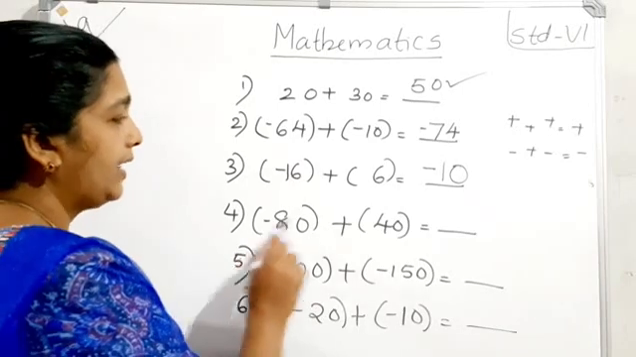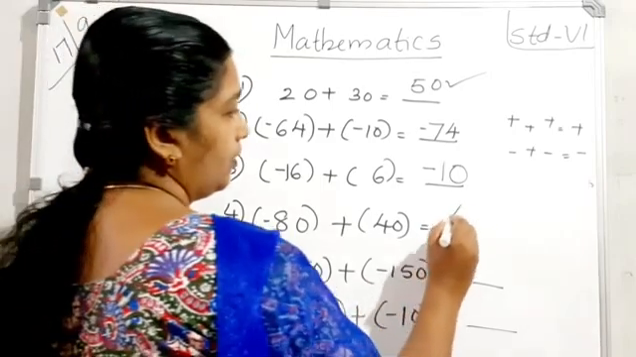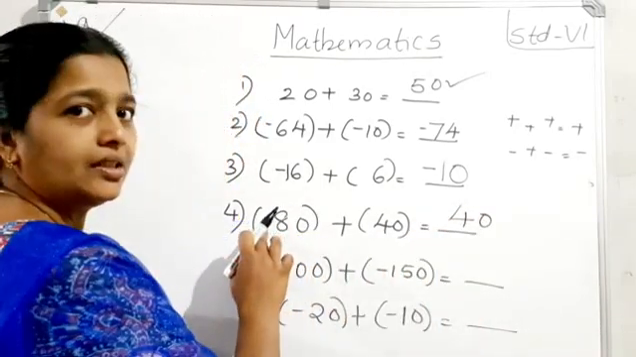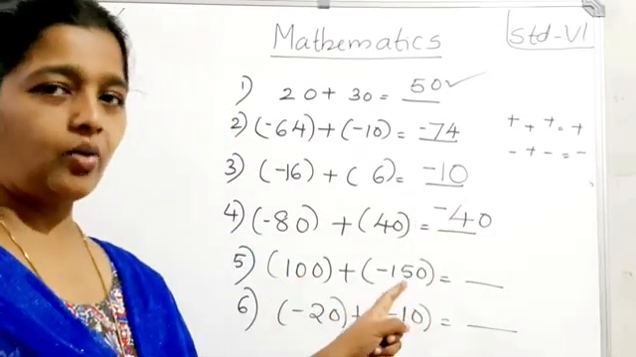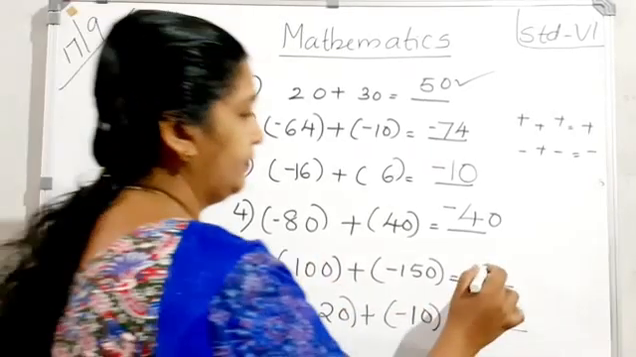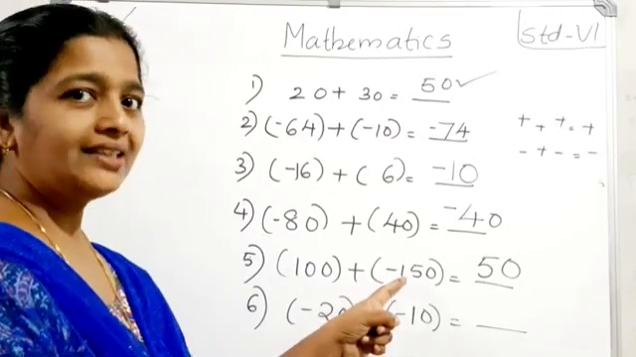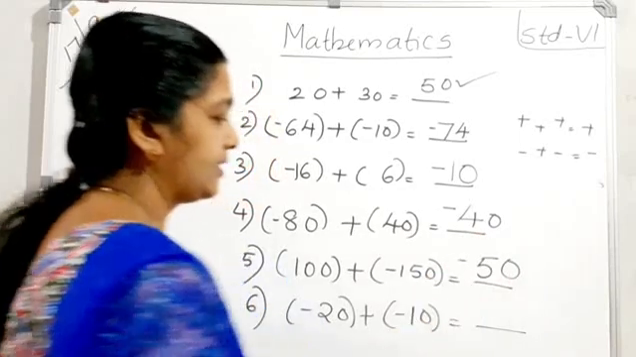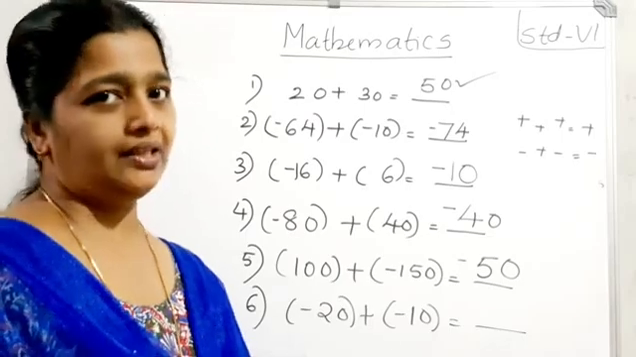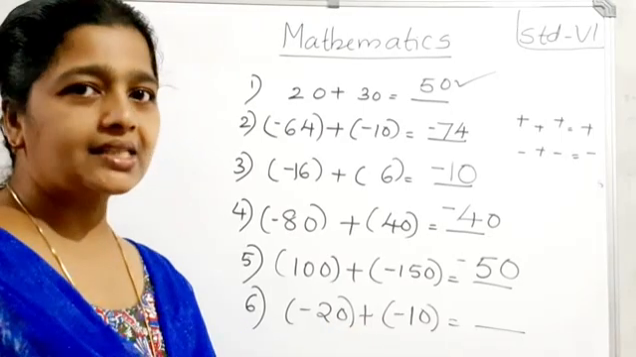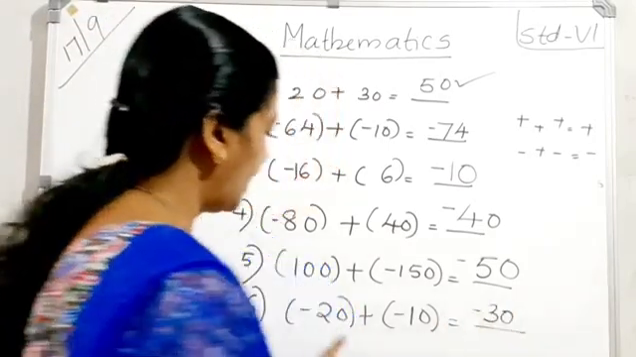Understand? Next. -80 plus 40. 80 minus 40 equals 40. Then which symbol do we put? Negative. Next. One positive, one negative, subtraction. 150 minus 100 equals 50. And which symbol do we put? Which is the greatest number here? Yes, 150. Therefore, minus. Next. When we add two negative integers, we get a negative integer. That is -20 plus -10 equals -30. All of you understand? Yes.